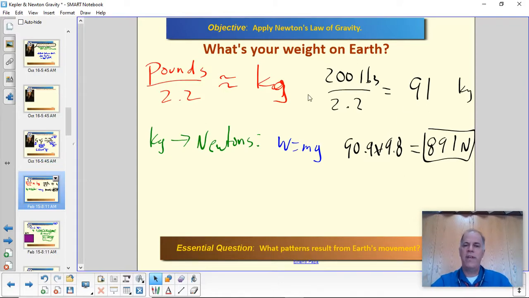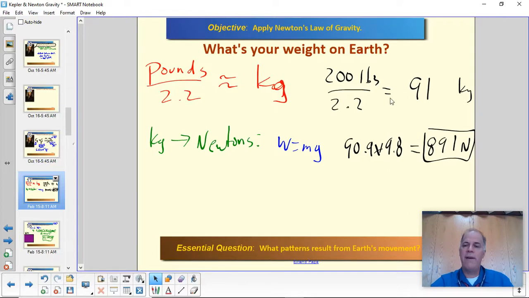Okay, so what you do is you take your weight in pounds. So if you weigh 200 pounds, or if your teacher weighs 200 pounds, you divide your weight in pounds by 2.2, and that will give you your mass in kilograms. So 200 pounds divided by 2.2 is 91 kilograms.